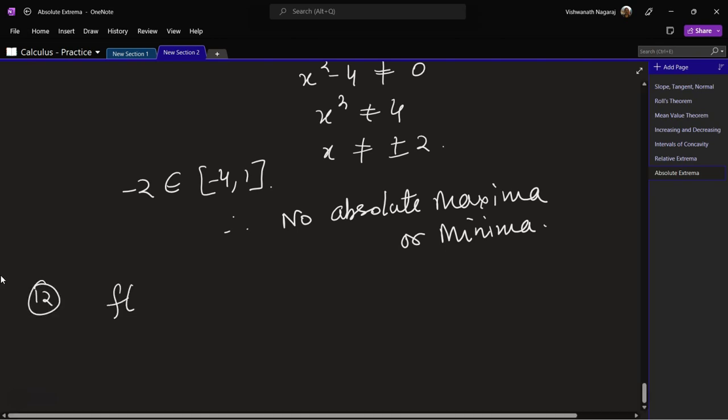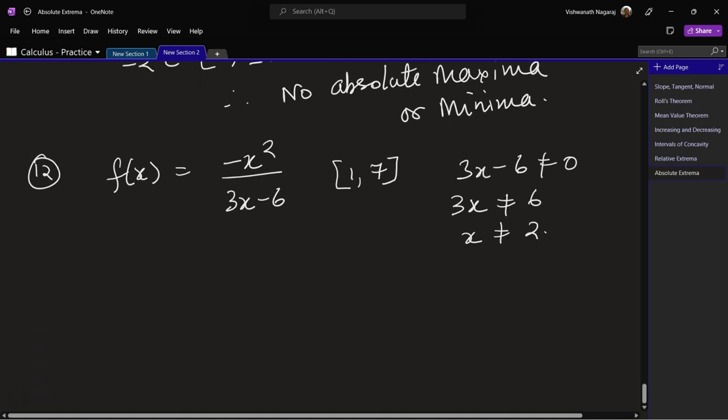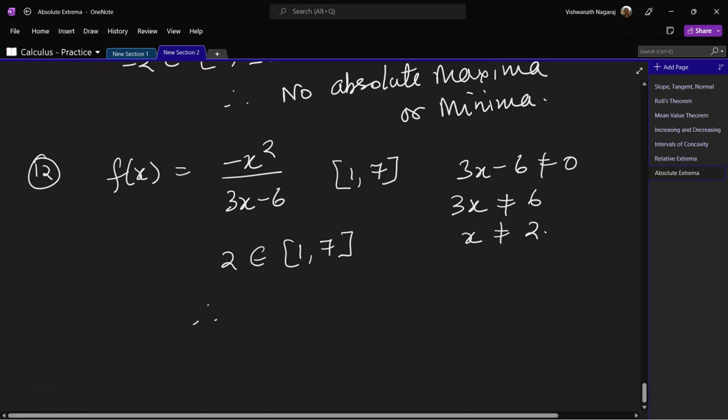12th one, f(x) = -x²/(3x - 6) in the interval (1, 7). Now again we know 3x - 6 cannot be equal to 0, 3x cannot be equal to 6, x cannot be equal to 2, right? So again we have a situation where something that should not be the value of x is there in the interval. So 2 belongs to (1, 7). So therefore no absolute maxima or minima.